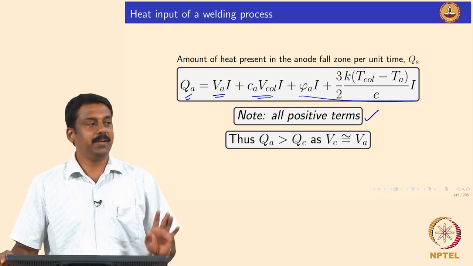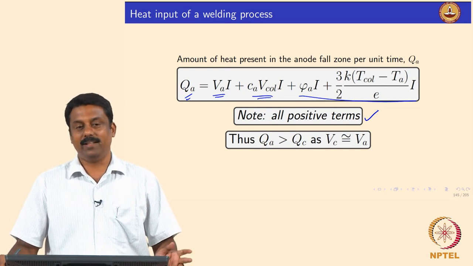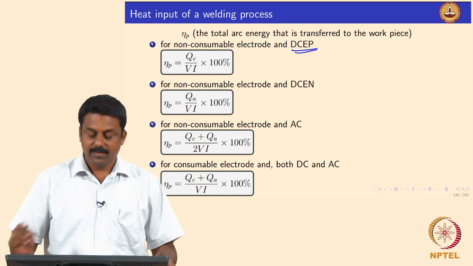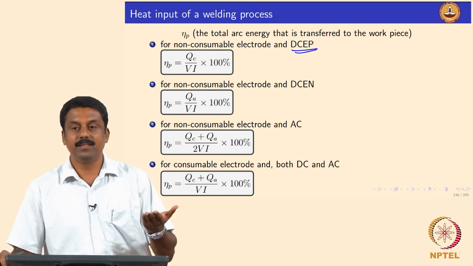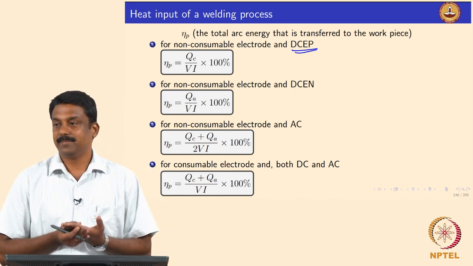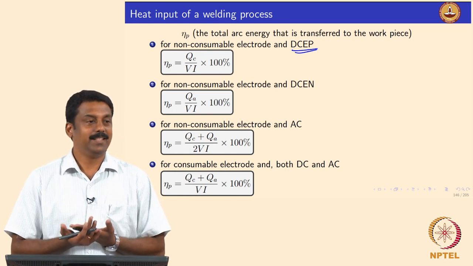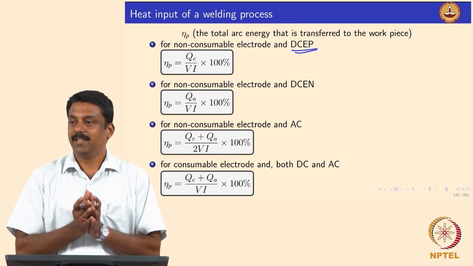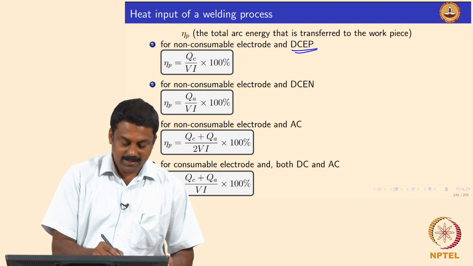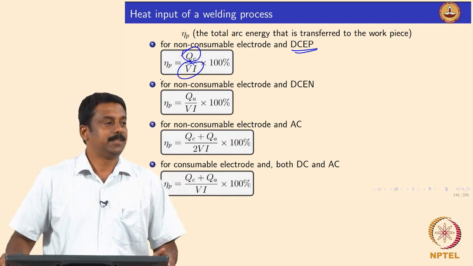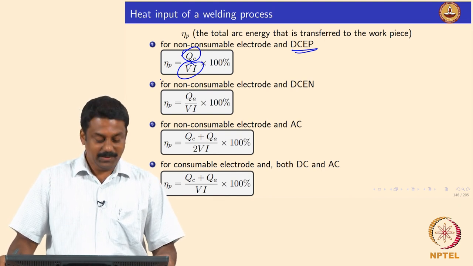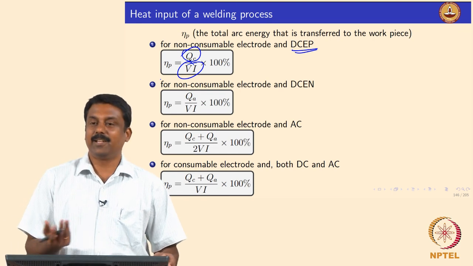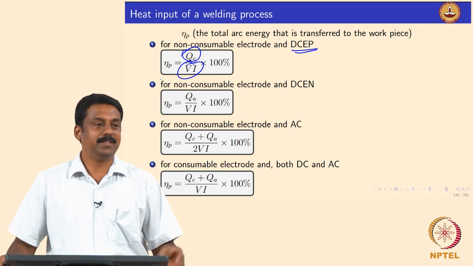Yes, is it clear? So now the efficiency. Efficiency is now based on the polarity, isn't it? How do you calculate it? For the non-consumable electrode, when the electrode is positive, the workpiece is negative. That means the workpiece is the cathode, isn't it? So that means from the anode nothing is coming. Only the heat whatever is available is QC. So efficiency is nothing but QC over VI, where VI is the overall current and voltage. So QC by VI times 100%, where VI is the total energy available in the system, is the efficiency.